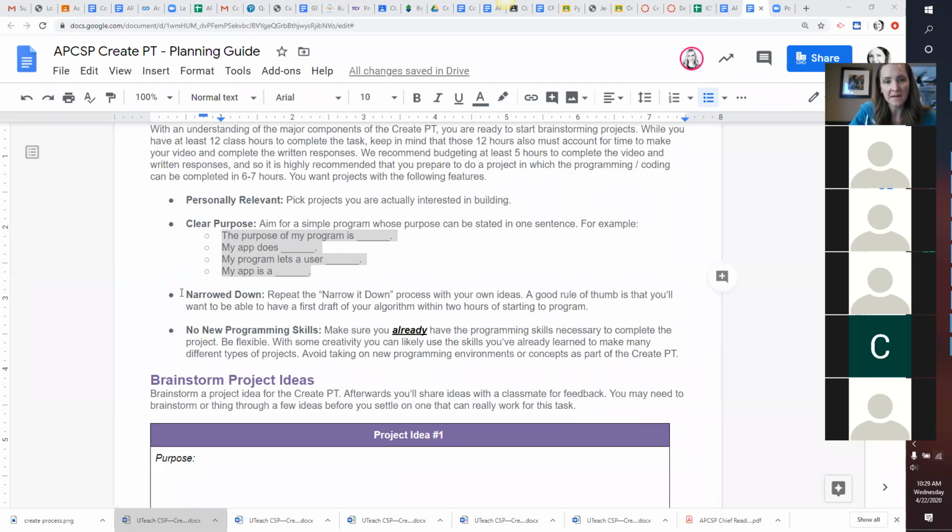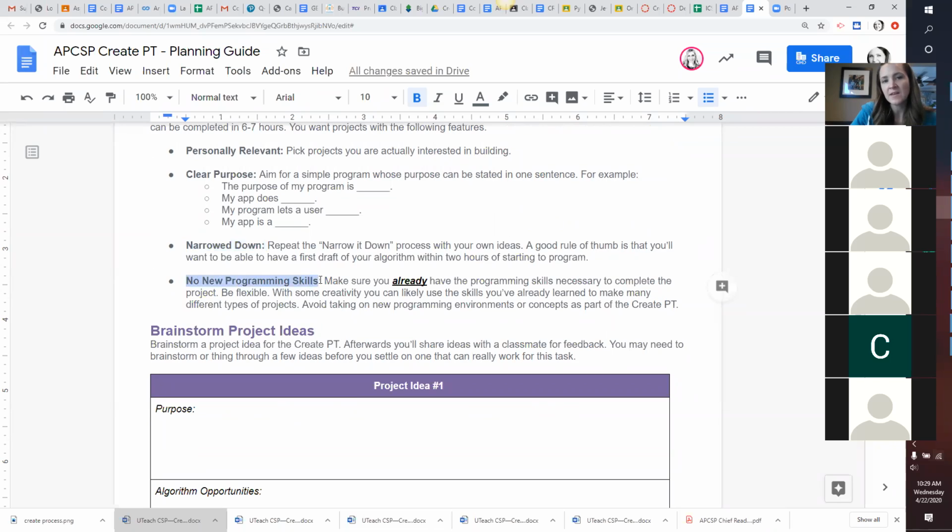So we're going to talk a little bit about what it means to narrow it down. Repeat the narrow it down process with your own ideas. We want to have a first draft of our algorithm within 2 hours of starting to program. So that means that I kind of want you guys to be working tomorrow and Friday, and by Monday morning, I want to see sort of like a drafted outline of pseudocode showing me like, what does your draft look like? Do you know which aspects it needs to contain, even if you haven't written them or created them yet?